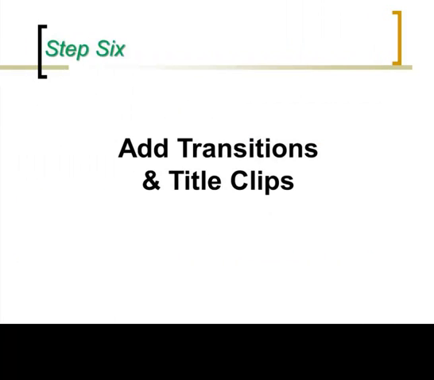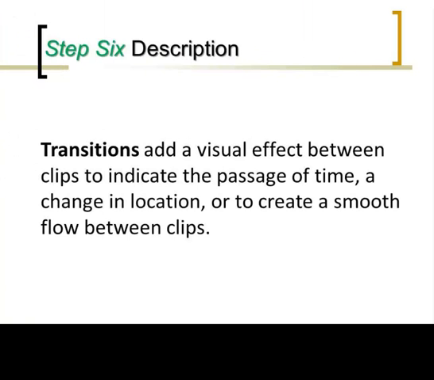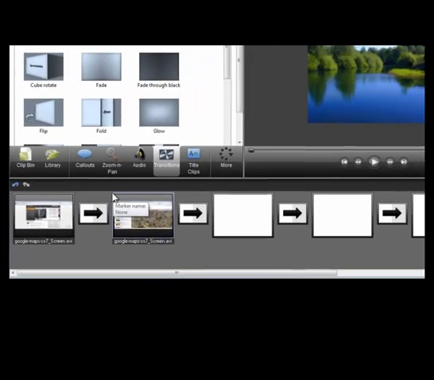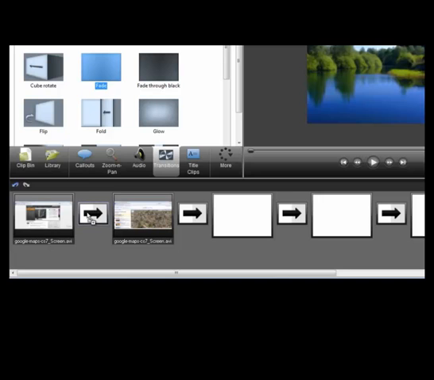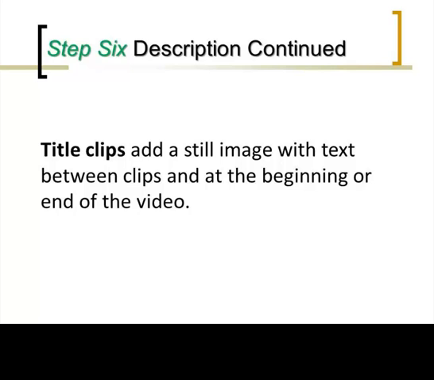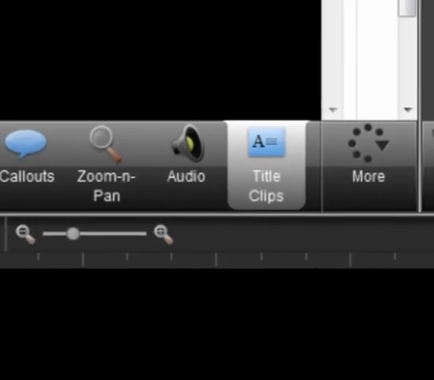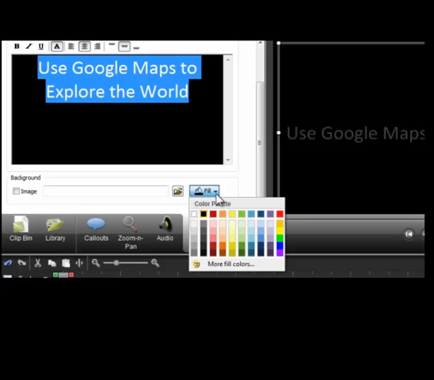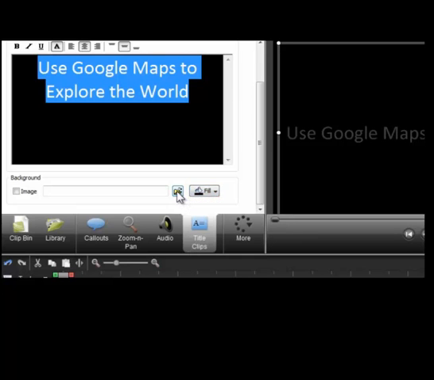Step 6. Add transitions and title clips. Transitions add an attractive visual effect between clips, whether its purpose is to indicate the passage of time or a change in location. Going to the Transitions tab, simply drag the transition between any two clips on the storyboard to add the effect. Title clips are still images used at the beginning and end of a video. Go to the Title Clips tab and click on the Add Title Clip button. You can customize the colors and use your own artwork by clicking on the folder icon.